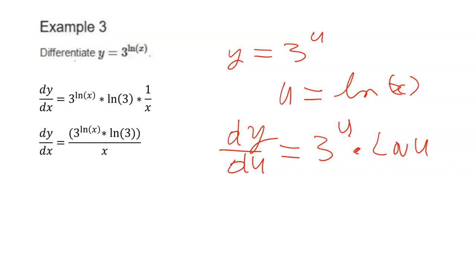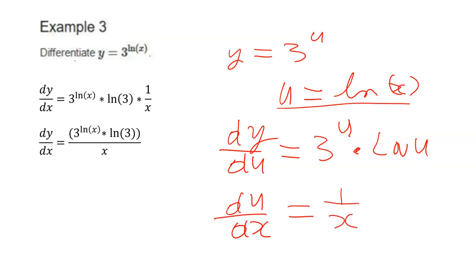But I also have to find du/dx. And du/dx, that's the derivative of this thing here, is 1 over x, what we did yesterday. So I have to multiply my dy/du by my du/dx. So that's why I end up with all of this. So it's 3 to the ln x, 3 to the power of u, times the ln of u, so that's the ln of 3, times 1 over x, because that's what the last part of that is.